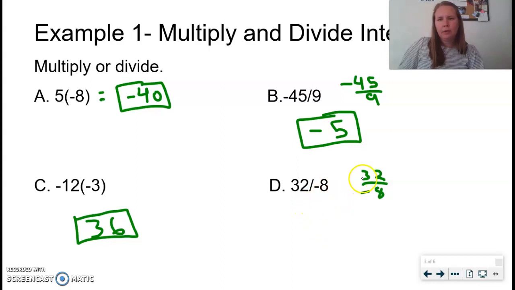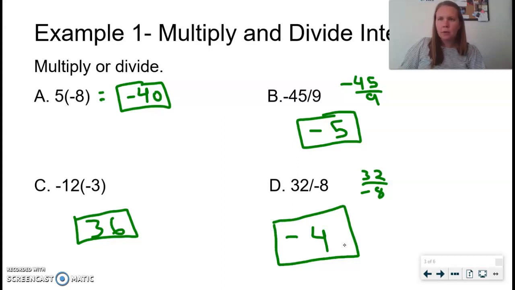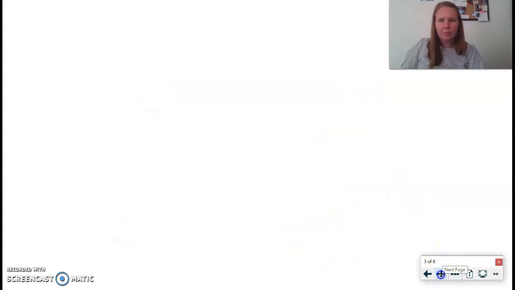And our last one here, we've got 32 divided by negative 8. They are opposite signs, so that means my answer is going to be negative. And then I just think, okay, 32 divided by 8, which is 4. So you have an answer of negative 4. Pause the video whenever you need to. We are going to continue on.